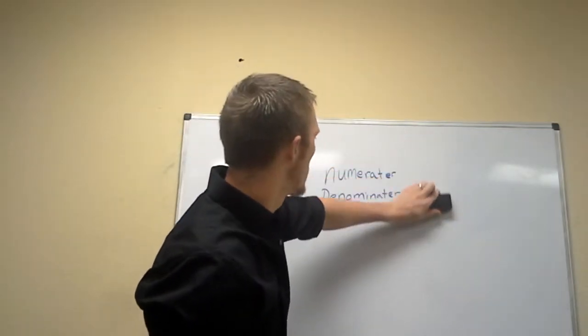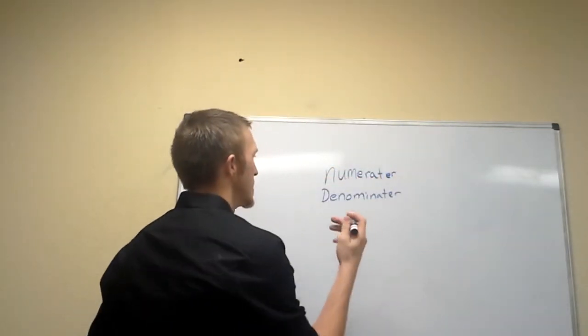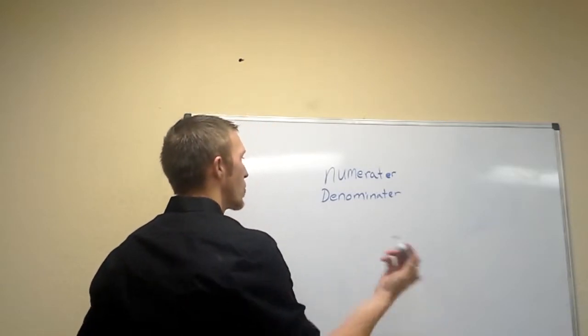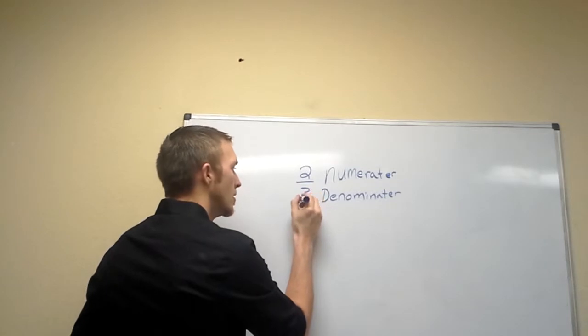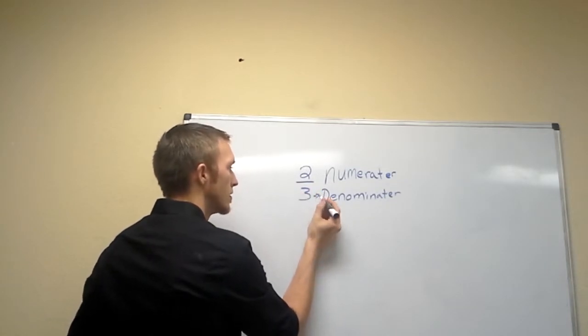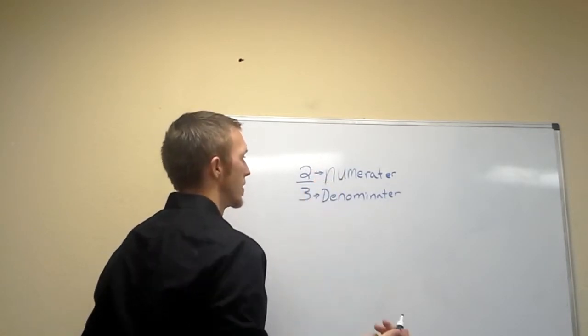So let's just do one more. It's pretty easy, but we just got to get that in our mind. What is the numerator? What is the denominator? We'll put it over here. Let's just do 2/3. 3 is our denominator. 2 is our numerator.